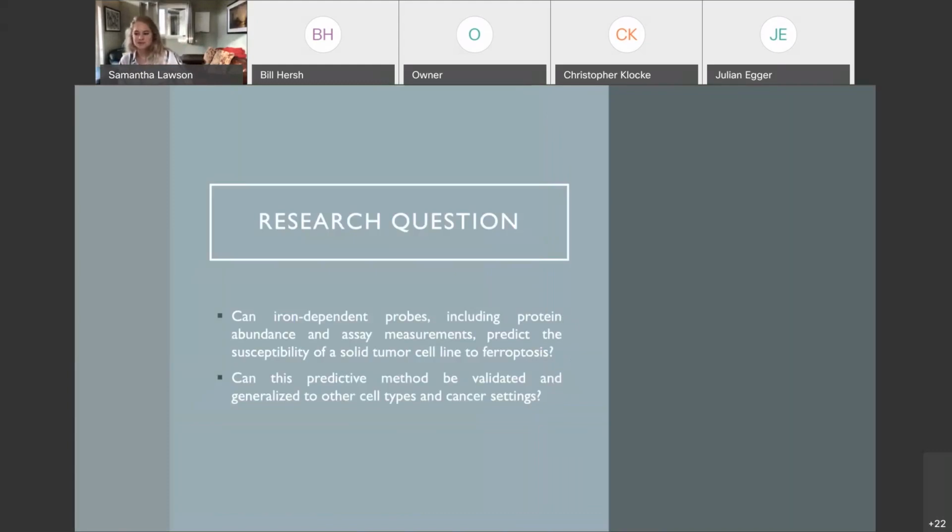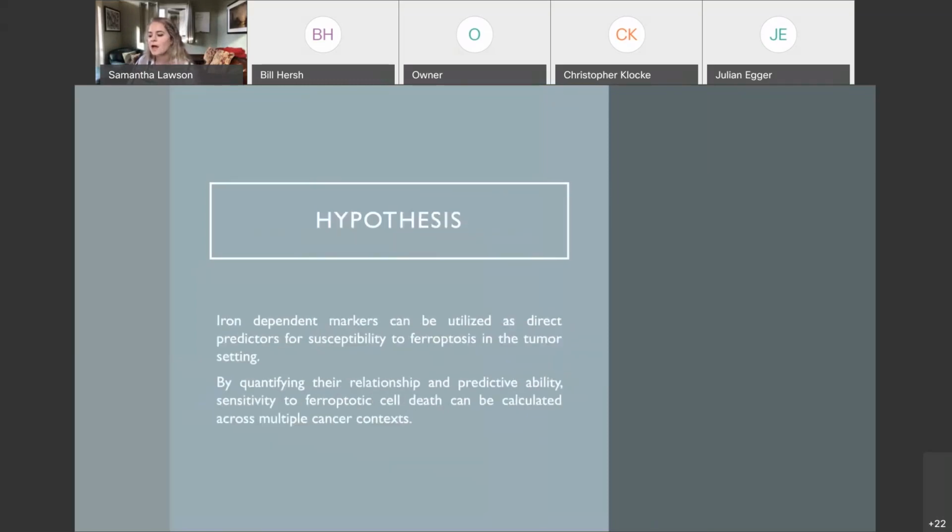Okay, so our research question: can iron-dependent probes, including protein abundance and assay measurements, predict ferroptosis sensitivity in a solid tumor cell line? And if that is possible, can this be validated and generalized across contexts to other cancer types? And again, this is looking at those innate factors within the cell. We're using those basal measurements. Our hypothesis is yes. These markers can be utilized as direct predictors for susceptibility, and once that is quantified, they can be expanded to other contexts.